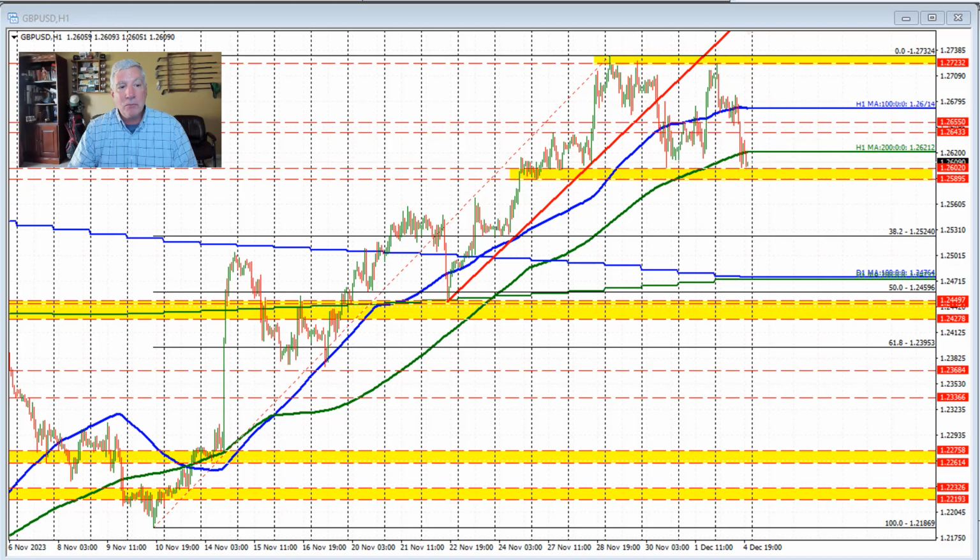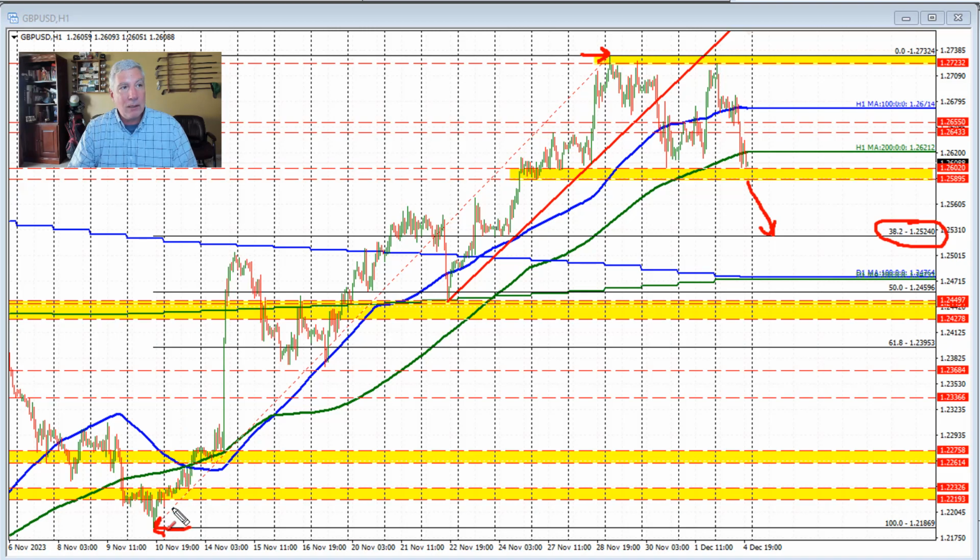If the price should move below that area, that opens up the door for further downside momentum, and we could head on down toward the 38.2% retracement of the move up from the, I guess that's a November low to the November high right through here. And that 38.2% comes in at 125.24.